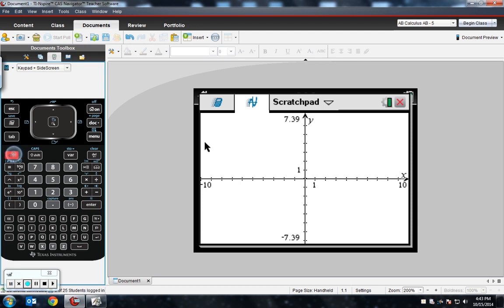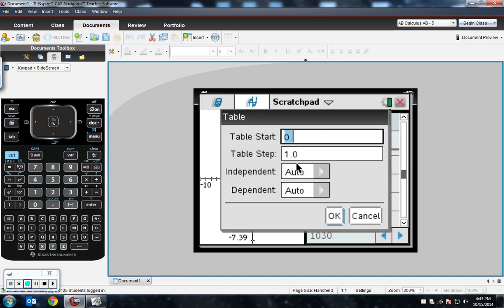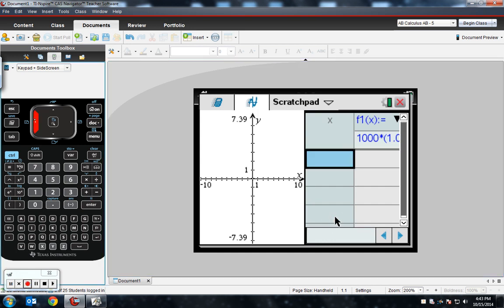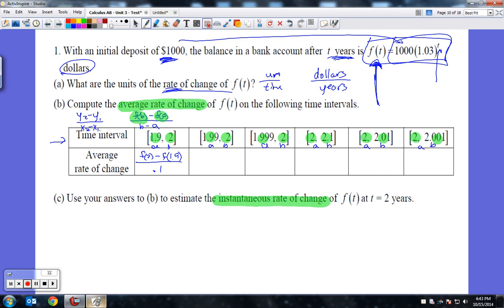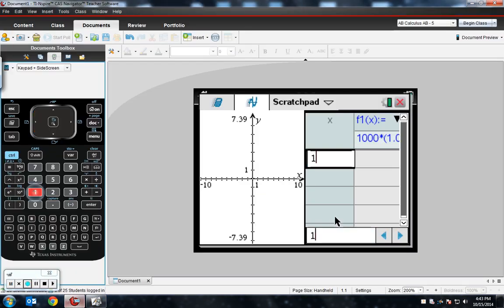So if I go to the table, Control T, I can look at changing the menu, table, edit table settings, and change this independent variable to ask. And now I'm going to give it all these x values that we have over here, 1.9 and 2. So if I go back to the calculator and I put 1.9 and I put 2, I now have those y values. Those y values, I want to go ahead and make sure that I get as exact as I can from these y values.